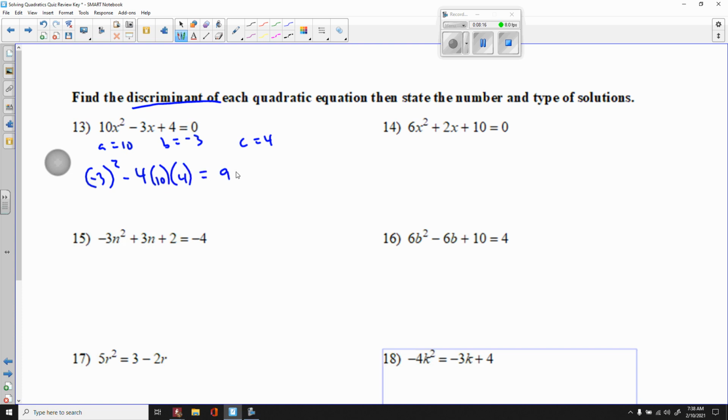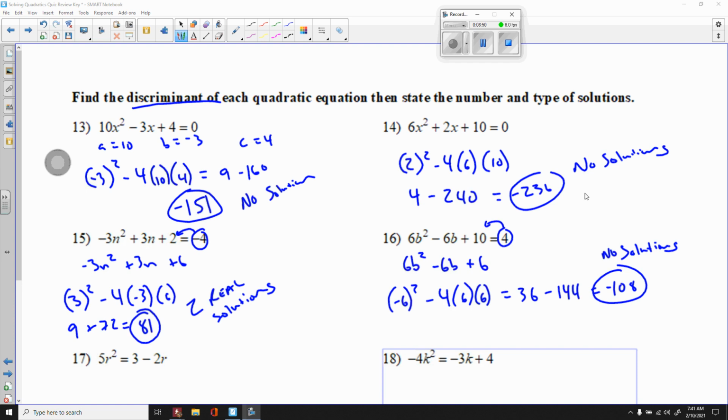So 9 minus 4 times 10 is 40 times 4 is 160. So I notice 9 minus 160 should give me a negative number. It should be negative 151. Since it's a negative, there are no solutions. Negative numbers, no solutions. Check out your work for the discriminant in the rest.